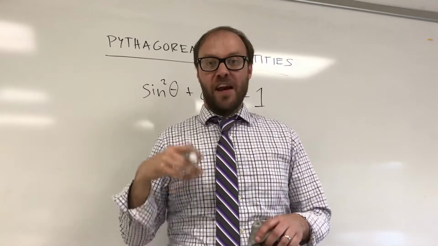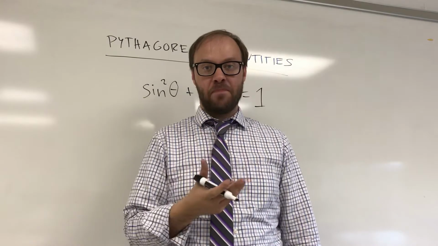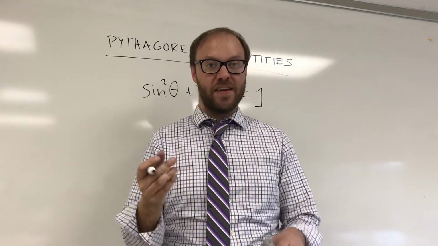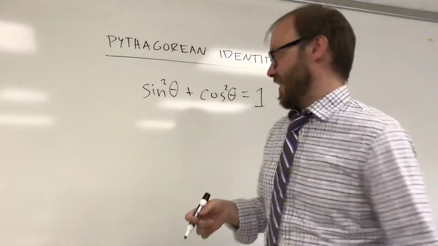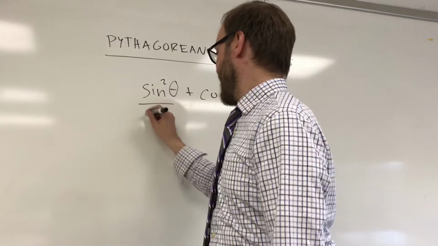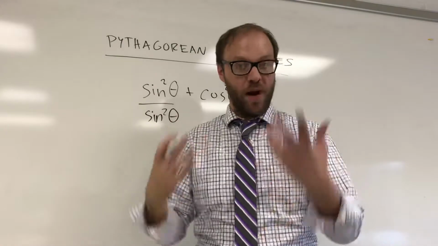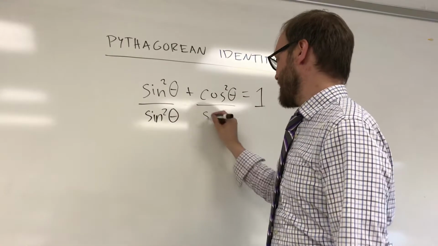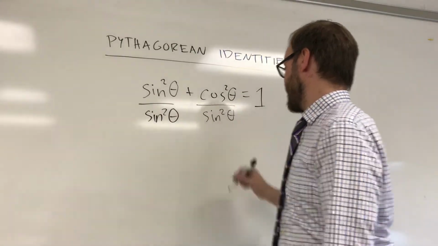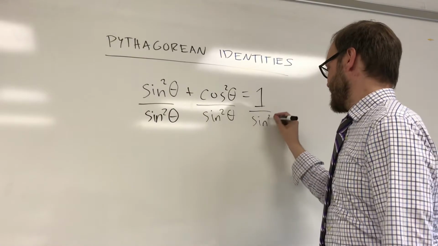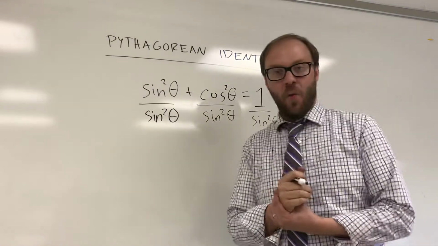Okay, remember I divided all the terms by the cosine. I can divide all the terms by the sine, and we'll get other identities. So I'm going to divide all of these terms by sine squared. I'll divide this by sine squared of theta, and I'll divide this by sine squared of theta. Okay, what am I going to get?